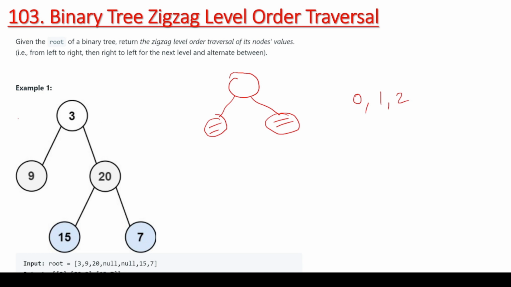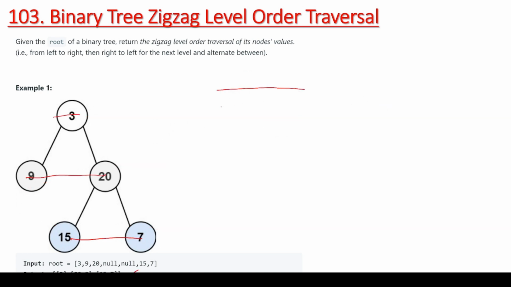So the binary tree zigzag level traversal. If you start with this root, now you have to go in the zigzag format, like this you have to go, and then you have to traverse like this. You can see this is a zigzag format. In this way we have to return the traversed node results.